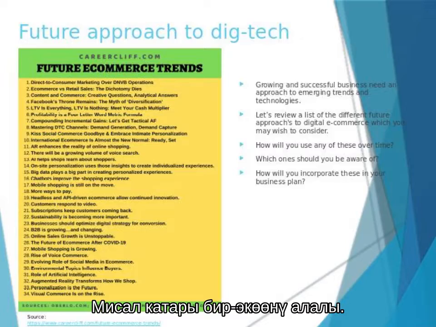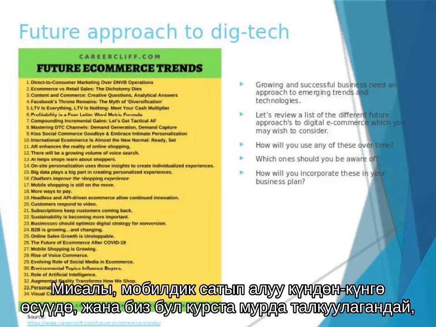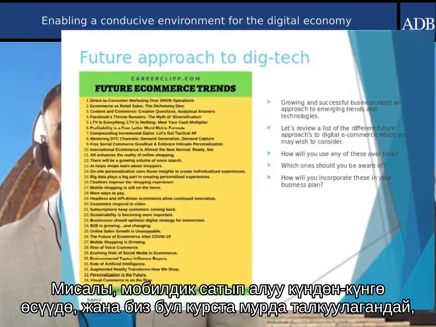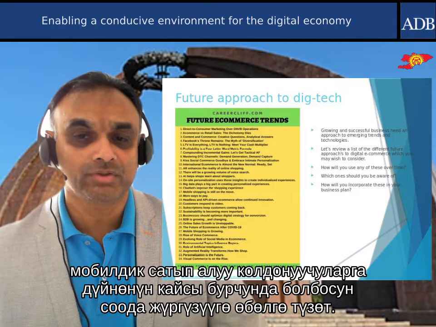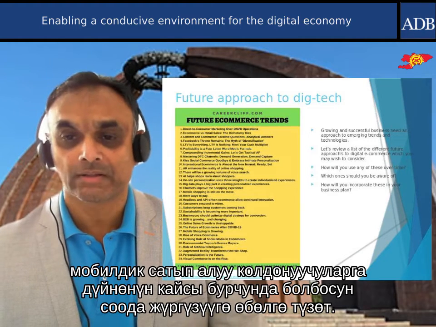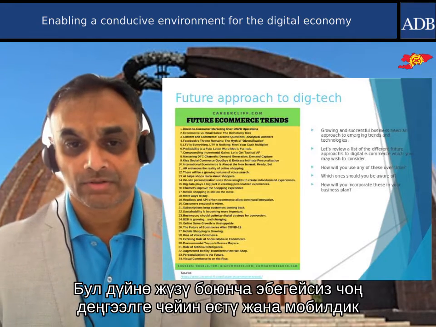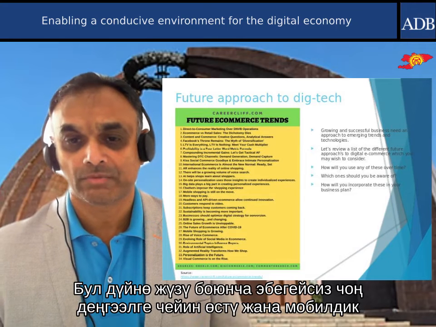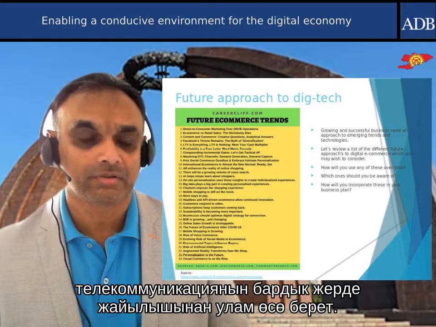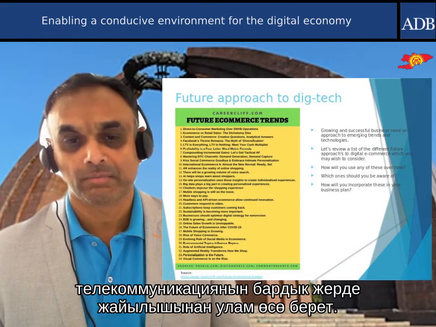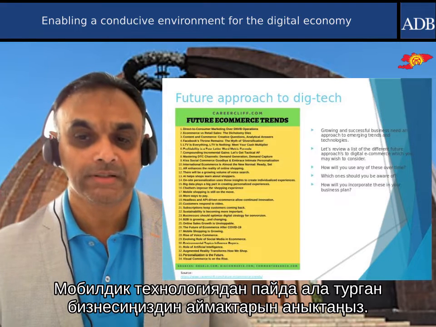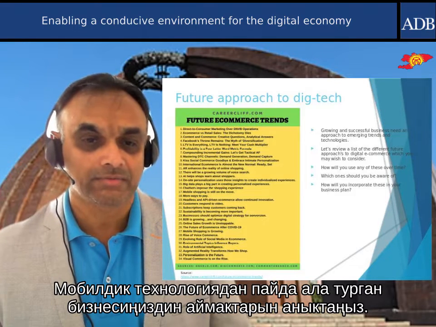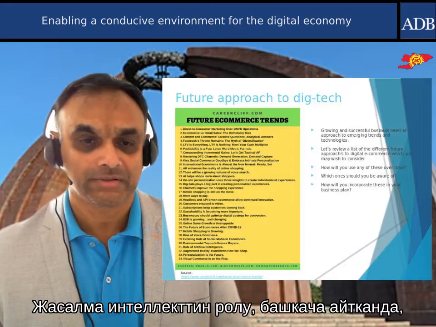Let's take one or two as an example. For example, mobile shopping is growing. Mobile shopping, as we have discussed earlier in this course, provides the opportunity for users to buy while traveling on their mobile phone. This has grown to an enormous level across the world and will continue to grow because of the ubiquitous nature of mobile telecommunications. Identify areas within your business that you believe you can take advantage of using mobile technologies.